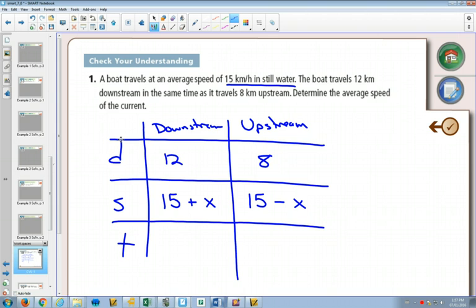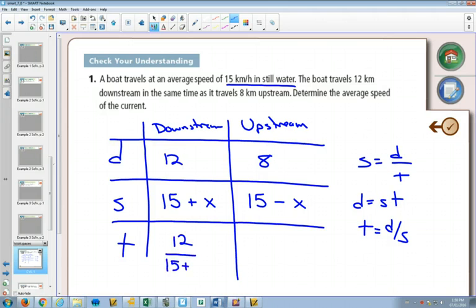But now we know that speed is distance over time, distance is speed times time, and time is distance over speed. Those are our formulas relating those three variables. So now if we want to figure out how much time it took to go downstream, it's going to be distance divided by speed. So our goal is to set up this chart so that everything in this chart uses only the one variable. Our one variable right now, x, is the average speed of the current. We've now filled in the chart with everything that we know from that.